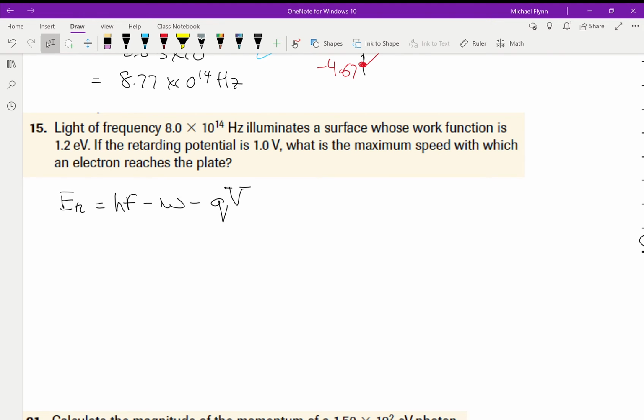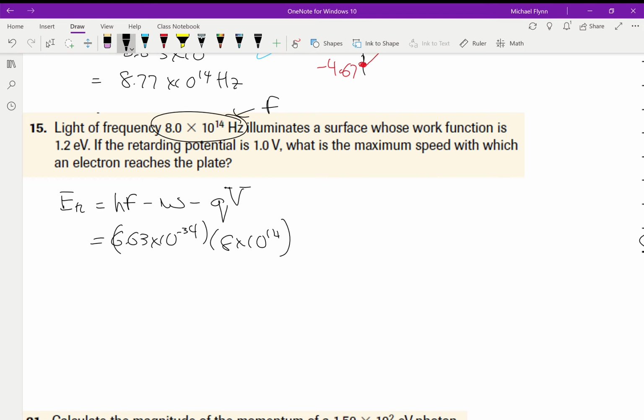In volts. Everything's going to be converted to joules, so it's going to be 6.63 times 10 to the negative 34. So that's fine. Then you multiply it by 8 times 10 to the 14. That's f right there.